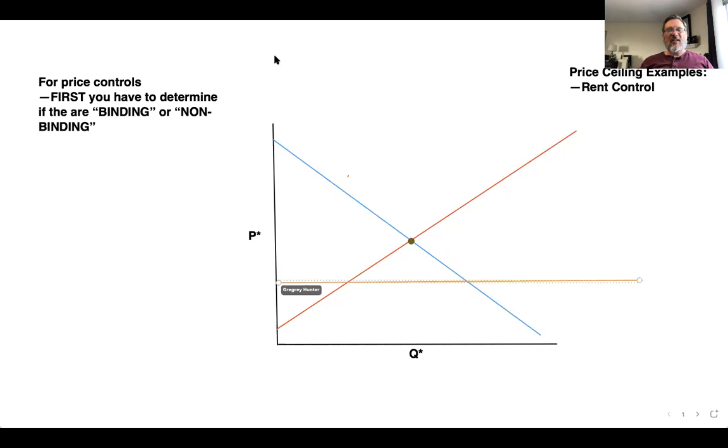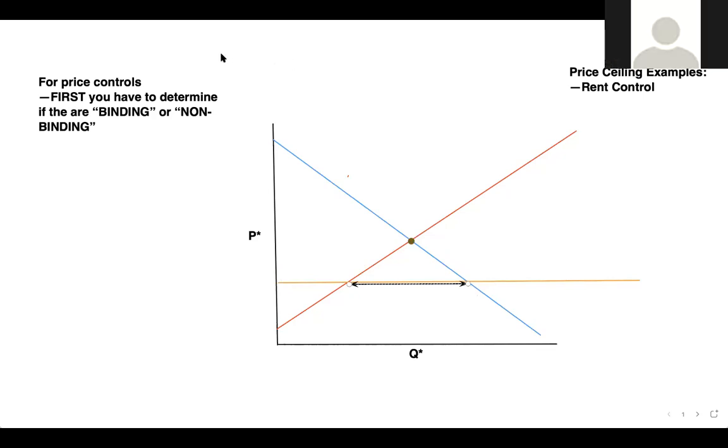Notice that at these lower prices, there's always going to be excess demand, or a shortage. That would be this distance right here, where buyers want to buy more than sellers want to sell. Does that make sense, Arslan? Yep. Makes perfect sense.